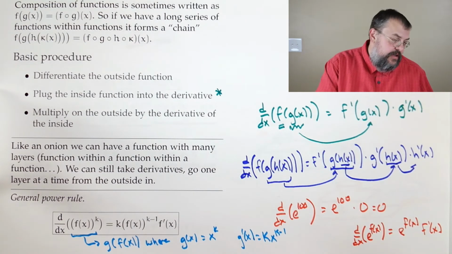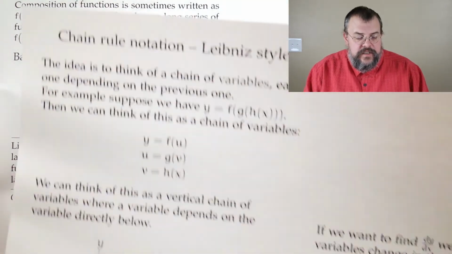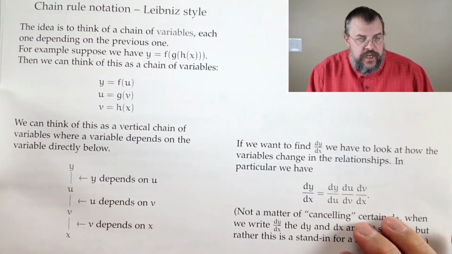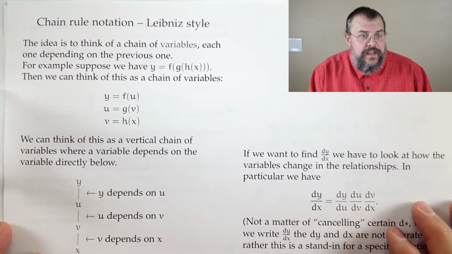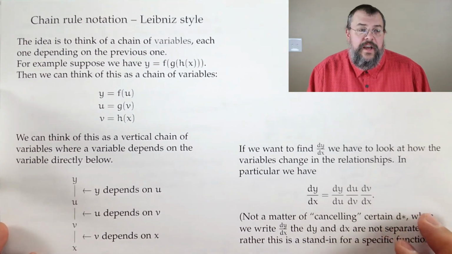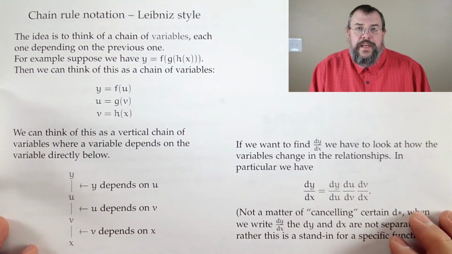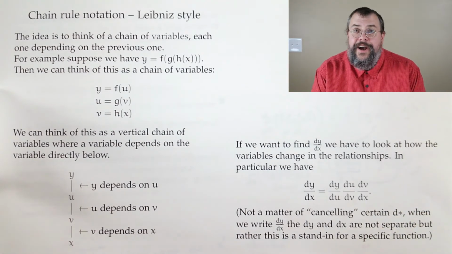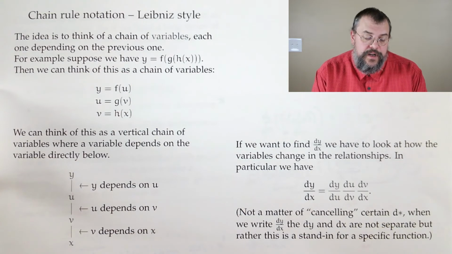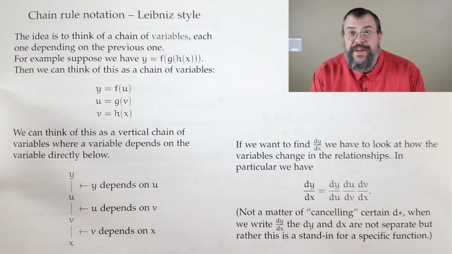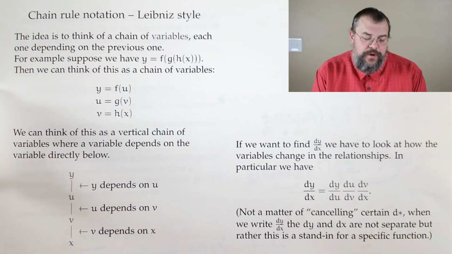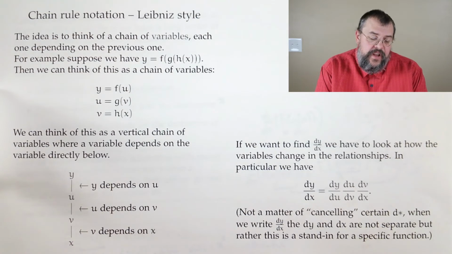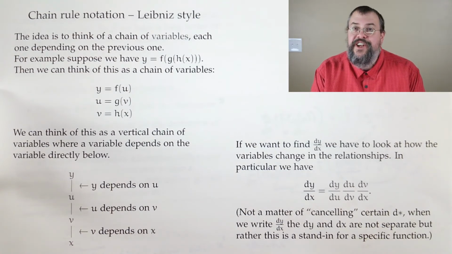One more idea, and there's this notation for the chain rule, which we call Leibniz style. Now, if you haven't encountered Leibniz's name, he was another mathematician, a contemporary of Newton, and depending upon what country you grew up in, you may have celebrated Leibniz rather than Newton, because they both came up with calculus at more or less the same time. And he had better notation.